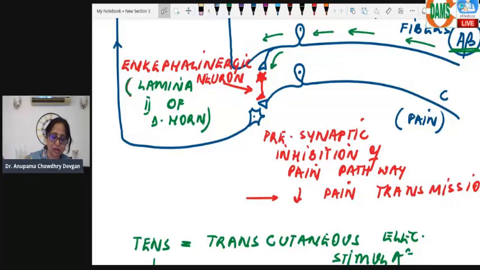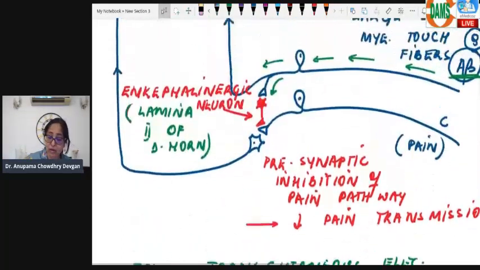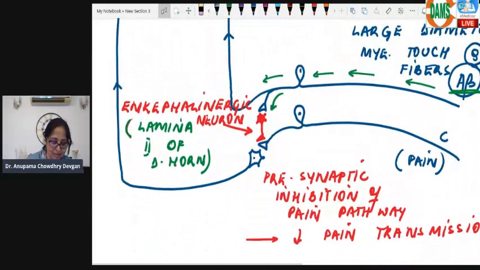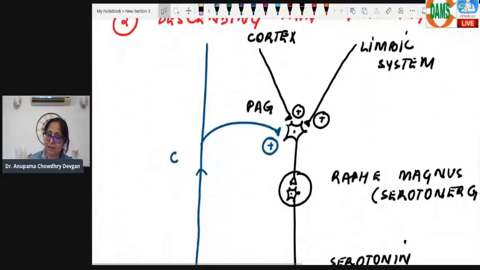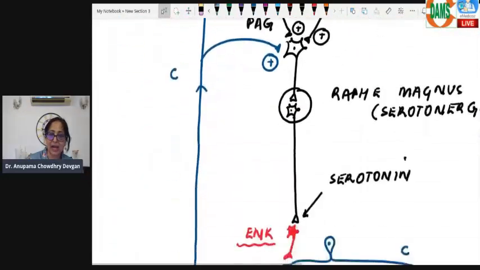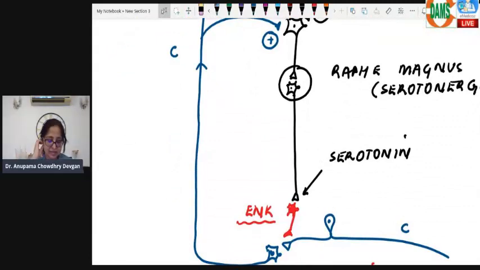Yes, this is touch fibers. And no, this is not a feed-forward mechanism. This is a presynaptic inhibition. Ajinkya, this is Nikita. It's neither feedback nor feed-forward. In front of you, I have written this is presynaptic inhibition of the pain pathway. And the second is the descending pain inhibiting mechanism, which starts from the periaqueductal gray, stimulates the same encephalinergic neurons, which decreases the transmission of pain.